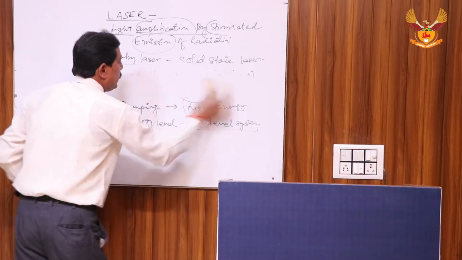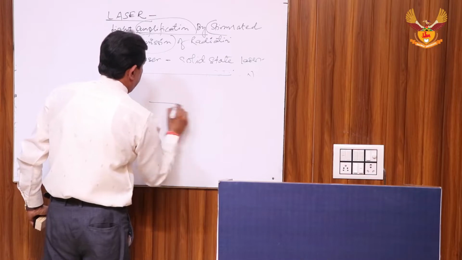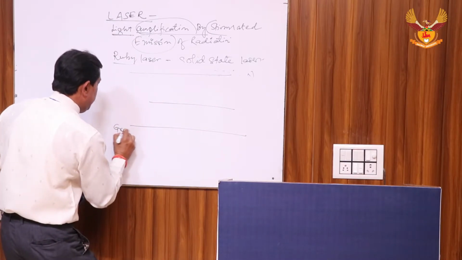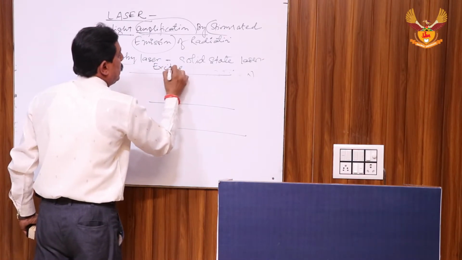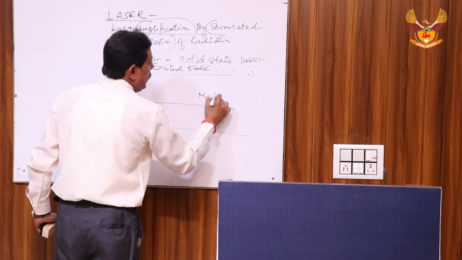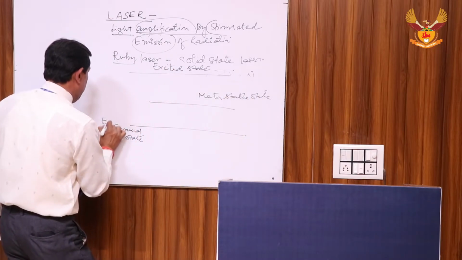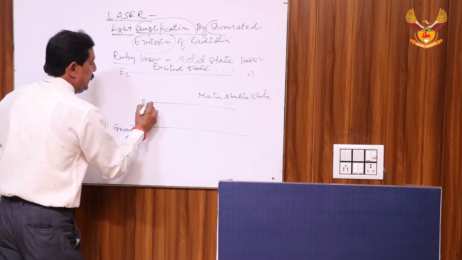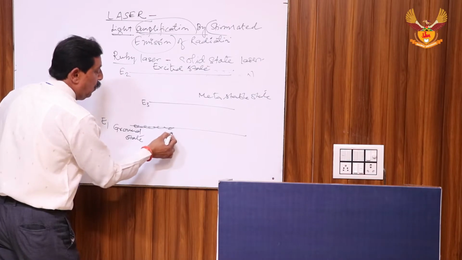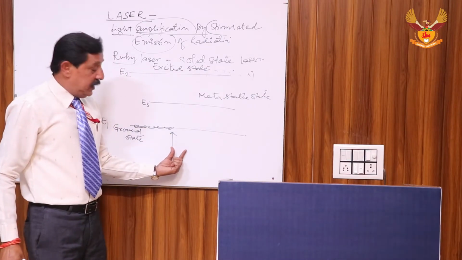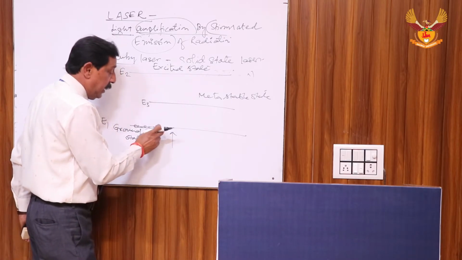If we go through this energy level diagram, it is easy to understand. This is called the ground state, this is the excited state, and the third one is called the metastable state. We can define them as E1, E2, and E3. Initially all the chromium ions are here in the ground state. Once we give external energy, in this case light energy, we are providing light energy as external energy to the active medium.